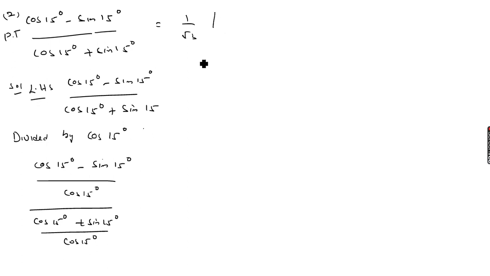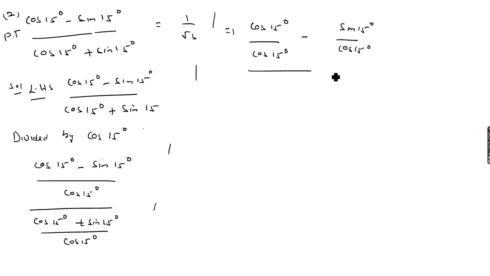And we separate that for each term: cos 15 degrees by cos 15 degrees minus sin 15 degrees by cos 15 degrees, by cos 15 degrees by cos 15 degrees plus sin 15 degrees by cos 15 degrees. And we get that these two are cancelled.